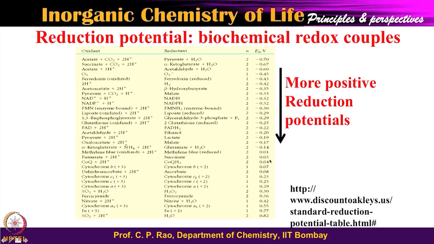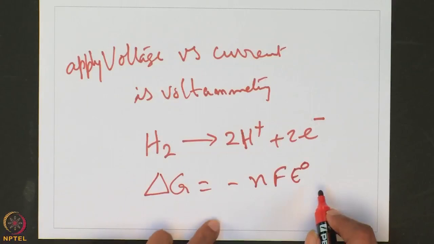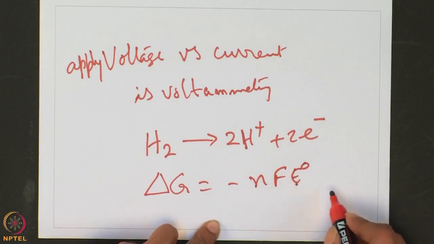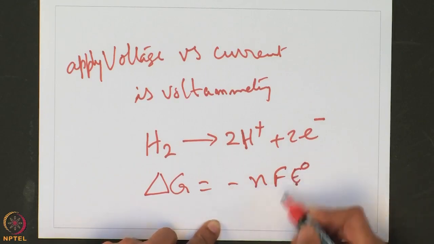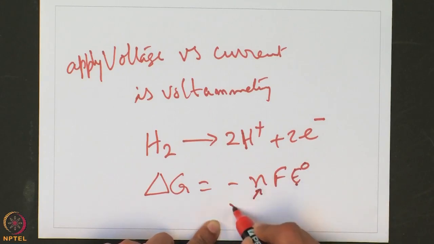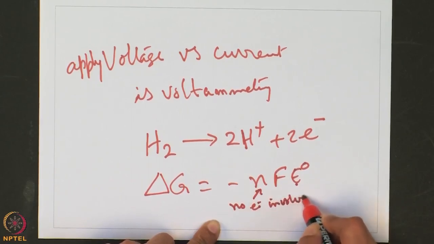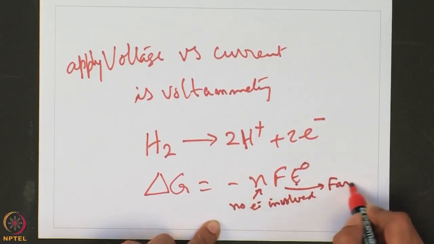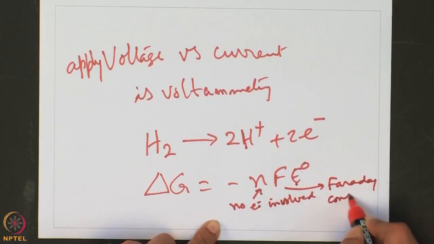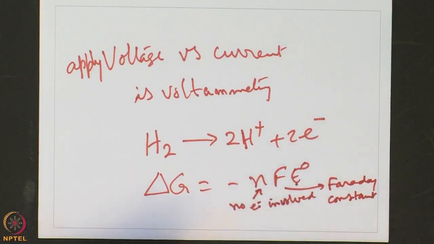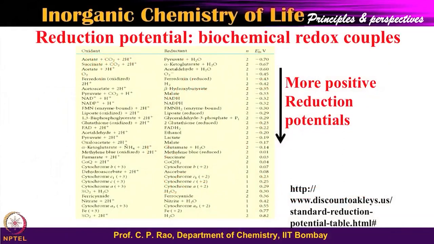How do you understand this? You can understand this by delta G equals minus nFE naught. So, if the potential is minus, minus into minus is plus. If the potential is plus, plus into minus is minus. So, a more positive reduction potential means delta G will be more negative, more feasible. Here n is the number of electrons involved in the reaction, and F is the Faraday constant. That means a more positive reduction potential means reduction is more favored.